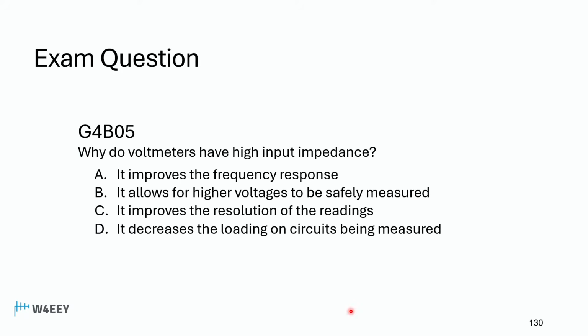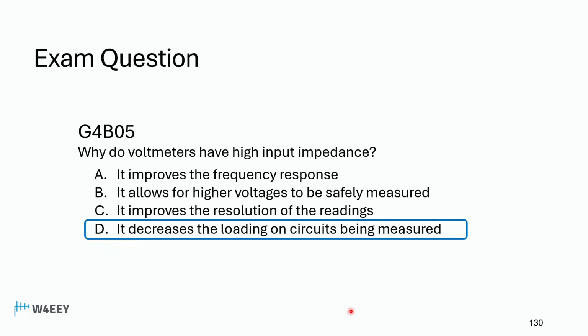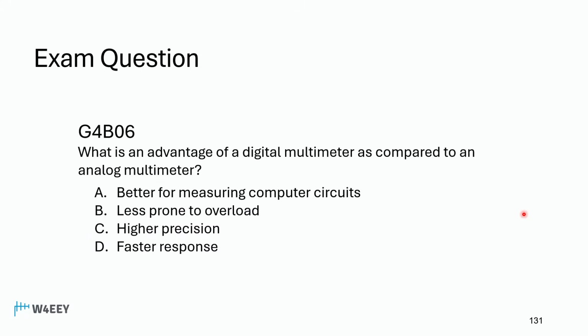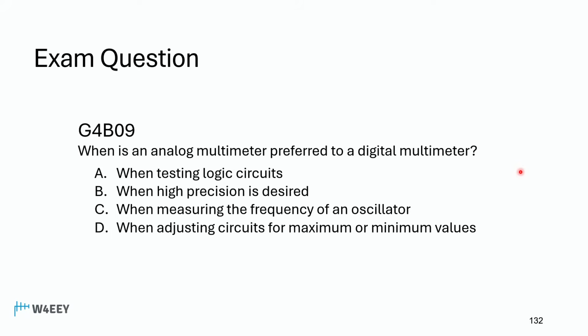All right, multimeters. Why do voltmeters have high input impedance? Charlie. No, delta. How about delta? Okay, now high input impedance, that has to do with loading down the circuit that you're measuring. The improved resolution, that's from a digital meter. There's a different question on that. What is an advantage of digital multimeters as compared to analog multimeters? Charlie. There you go. That's a higher precision because it's easier to see those smaller values from the long list of numbers.